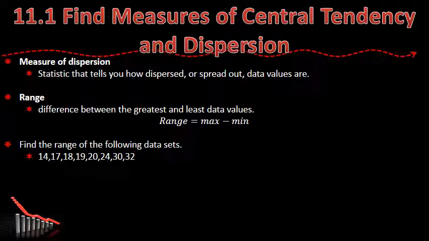So let's find the range of the following data sets. Notice the largest number is 32, the smallest number is 14. So we will subtract those. 32 minus 14 is 18. The range is 18.